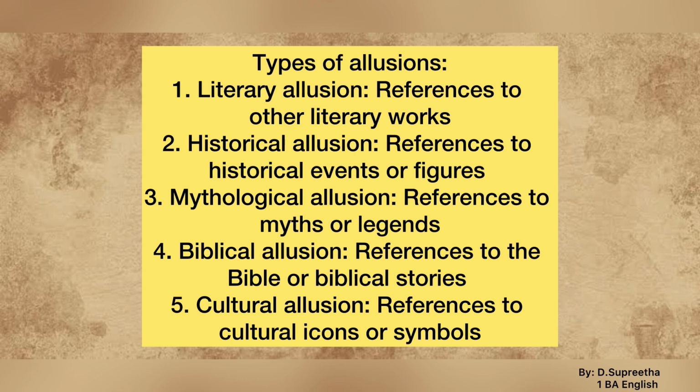Types of allusions. Literary allusion: references to other literary works. Historical allusion: references to historical events or figures.